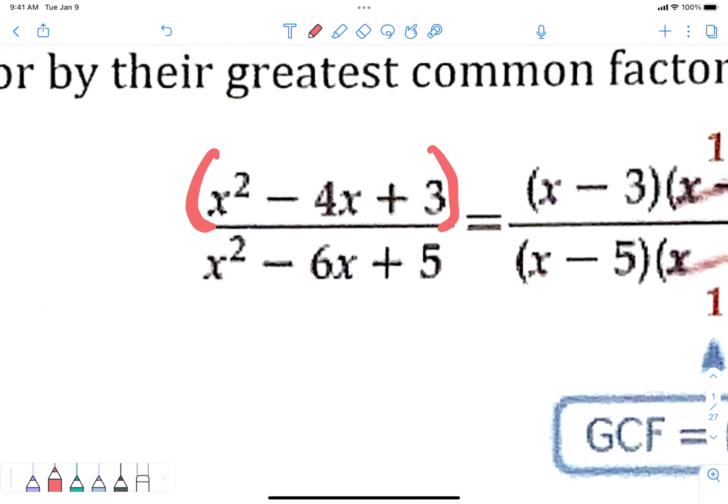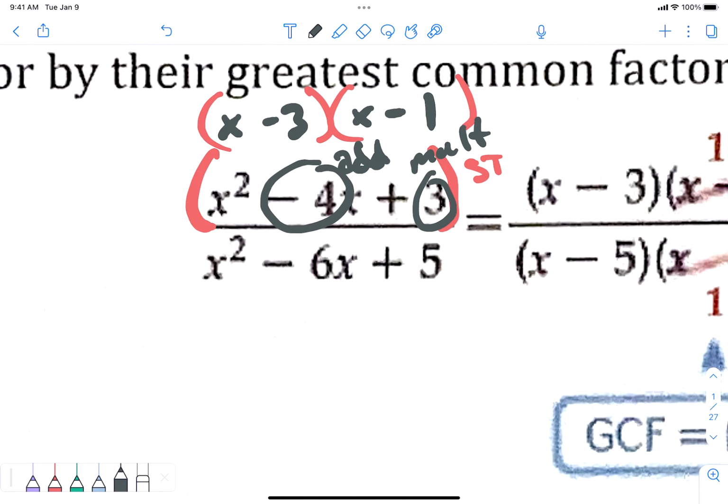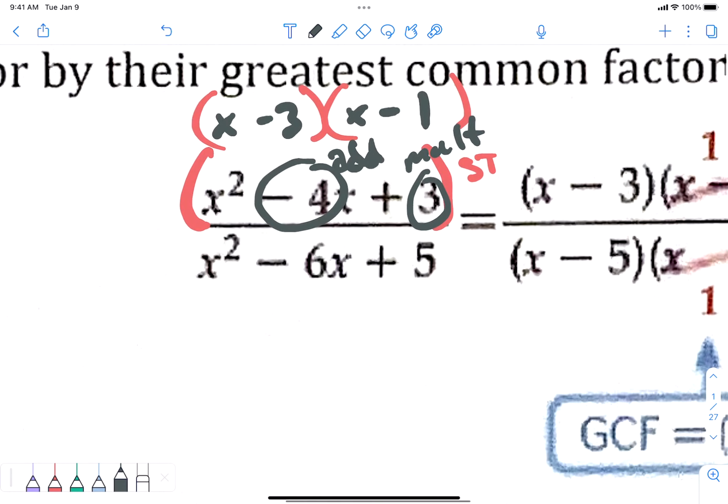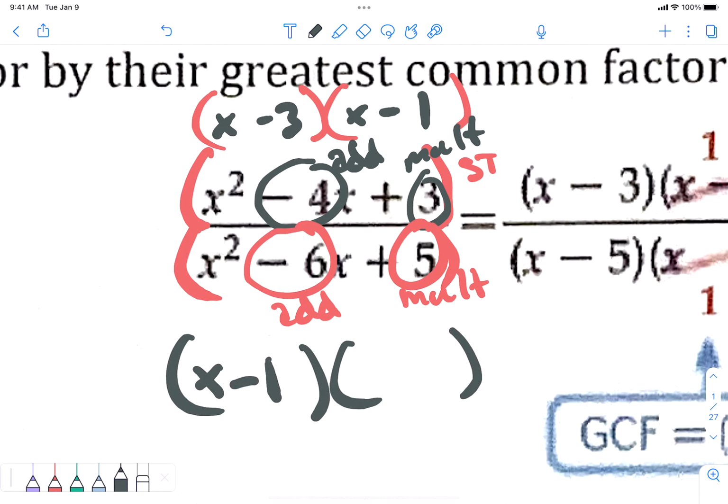So what we can do, though, is he is a simple trinomial. We can break him down into two pieces. So you ask yourself, what can we multiply to get 3, but when I add them, give me negative 4? Negative 3 and negative 1. Does it matter which one goes first? No. This bottom one, he is also a simple trinomial. Multiply to get 5, add to get negative 6. Negative 1 and negative 5. So x minus 1, x minus 5.